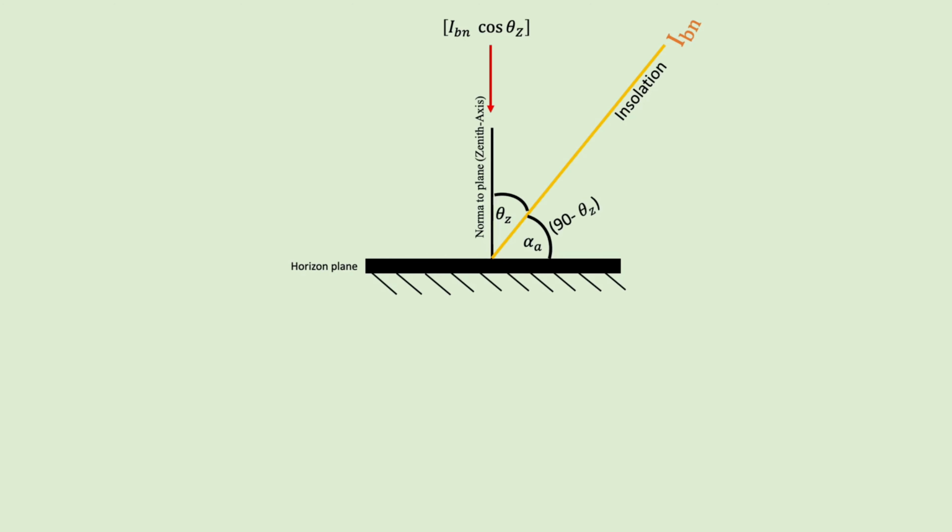But the radiation received by the horizontal surface will be IBN cos theta z, because the beam flux is inclined at an angle theta z to the surface normal. As the equation shows, the lesser the value of theta z, the more will be the intensity of the beam flux falling on the horizontal surface. So if theta z is equal to 0, cos theta z will be 1 and the radiation will be equal to IBN.